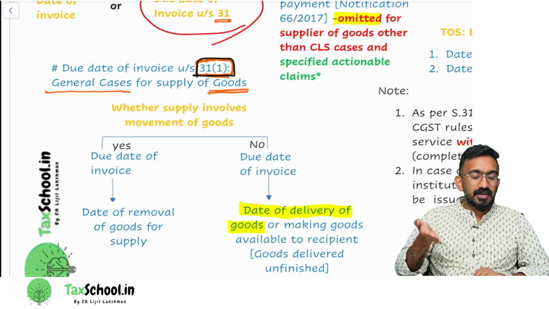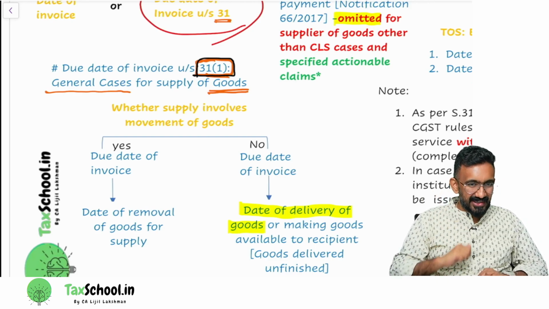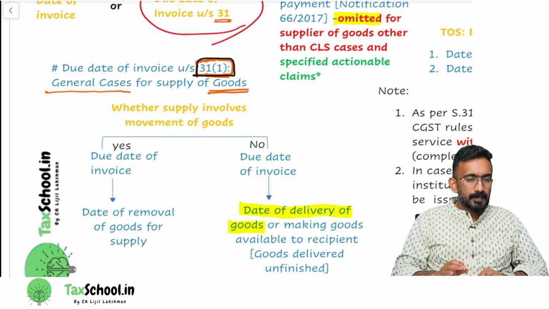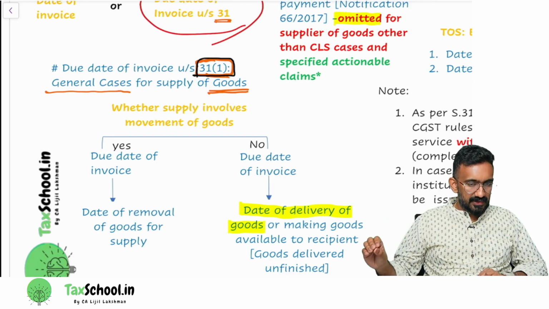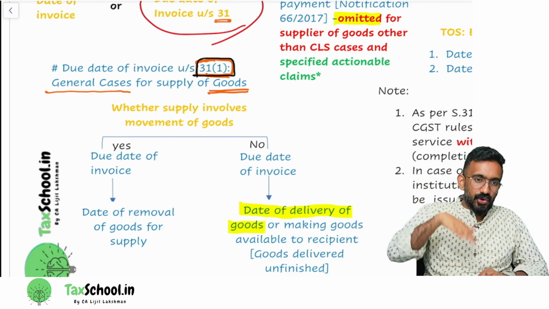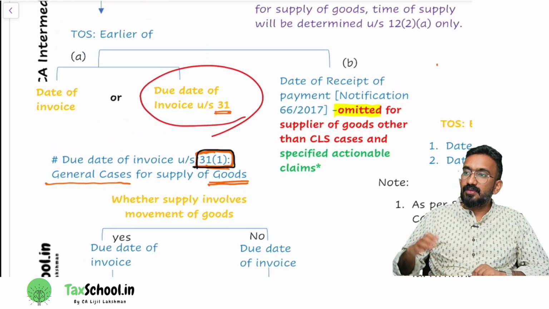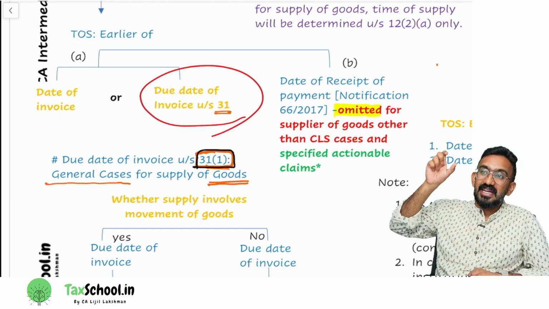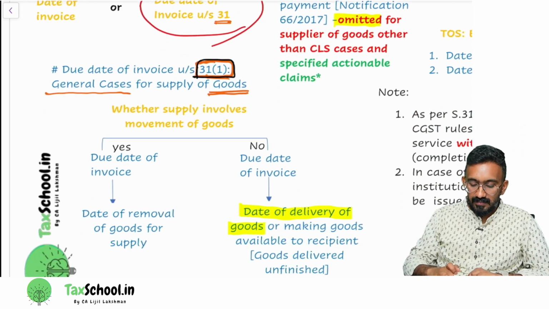If you get the invoice before delivery, then due date of invoice would be the date of delivery. The invoice is given before delivery means your time of supply would be due date of invoice or date of invoice, whichever is earlier. The date of invoice would be the time of supply.